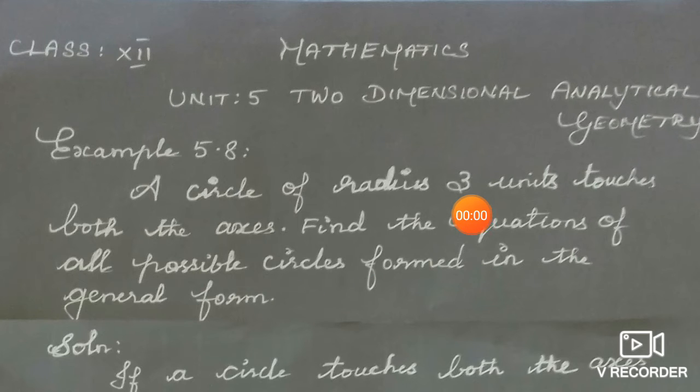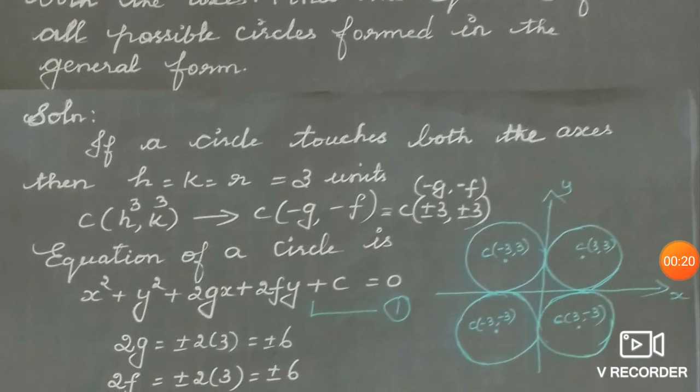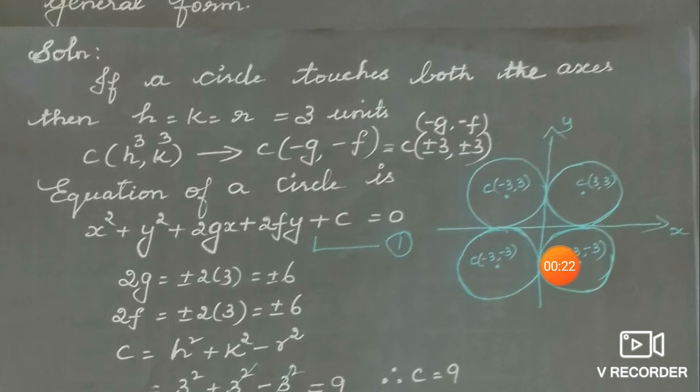So, radius 3 units is given, and the circle touches both the axes. Let us see how the diagram looks. When the circle touches both the axes, it must touch the x-axis and the y-axis. So in the first quadrant, a circle can be like this.